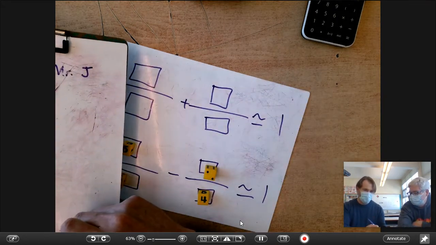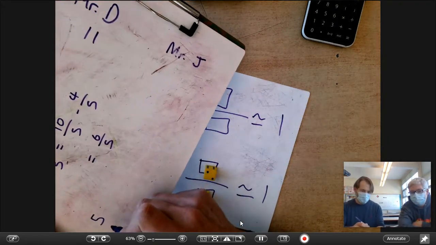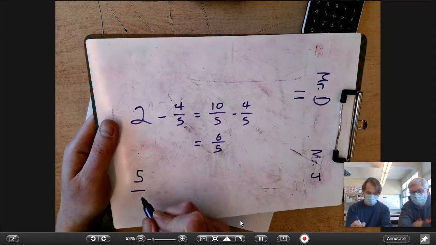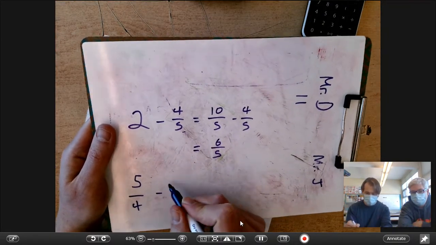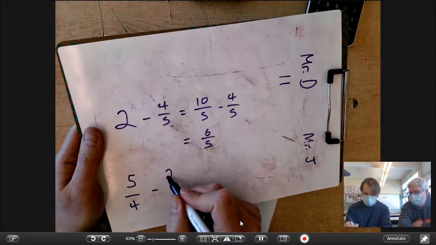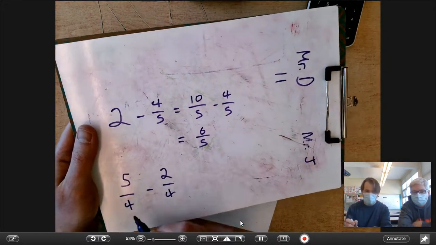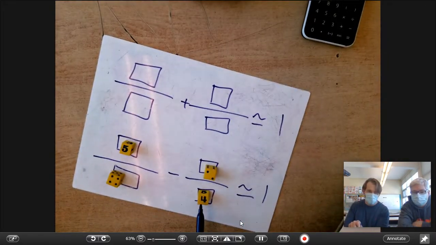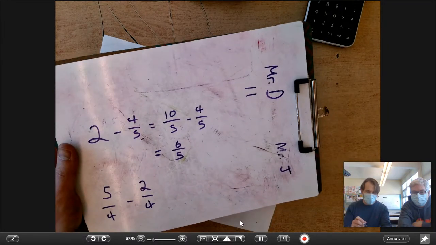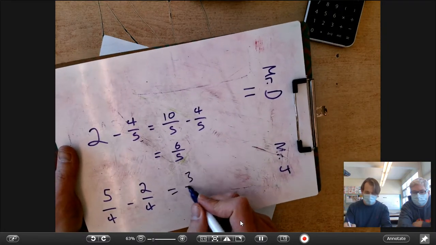So here, Mr. Daviau has 5 over 4. I guess if I do it this way, it's best for people at home. 5 over 4 minus 2 over 4. Those already have a common denominator, 4 and 4. And that's equal to 3 over 4.